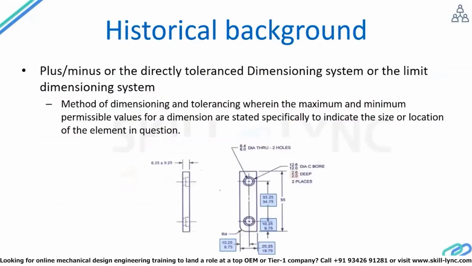A dimension has a tolerance. What it directly gives us is a plus minus or the limit dimensioning system. For example, you see on the screen there are multiple dimensions shown, but I have highlighted a few dimensions. The nominal size or the mid size of the given dimension might be 35, but still it has a tolerance, plus 0.25, minus 0.25.